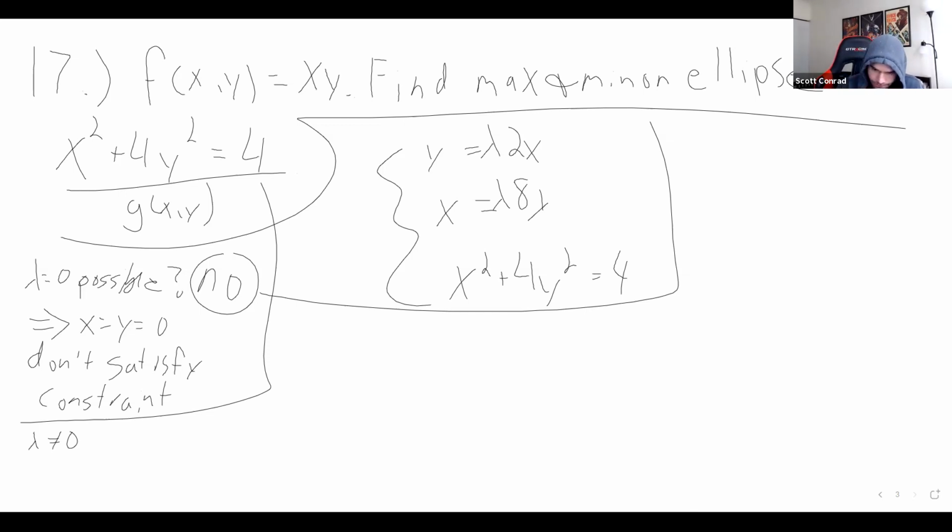So what we can do here is, we can get the same thing on the left-hand side of both of these. I believe that's what I did. So you can multiply both sides of the first equation by x and both sides of the second equation by y.